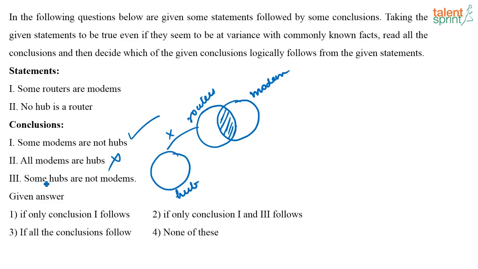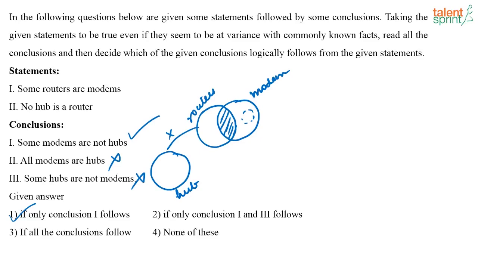That also we know. Next, some hubs are not modems. Can we say that for sure? See, this hub set can be like this here also, right? Hub can be here, still hub and router are disjoint. So I cannot again say for sure that this conclusion is definite. So this is also not a definite conclusion. So the correct answer here is some modems are not hubs. That is option 1, only conclusion 1 follows.